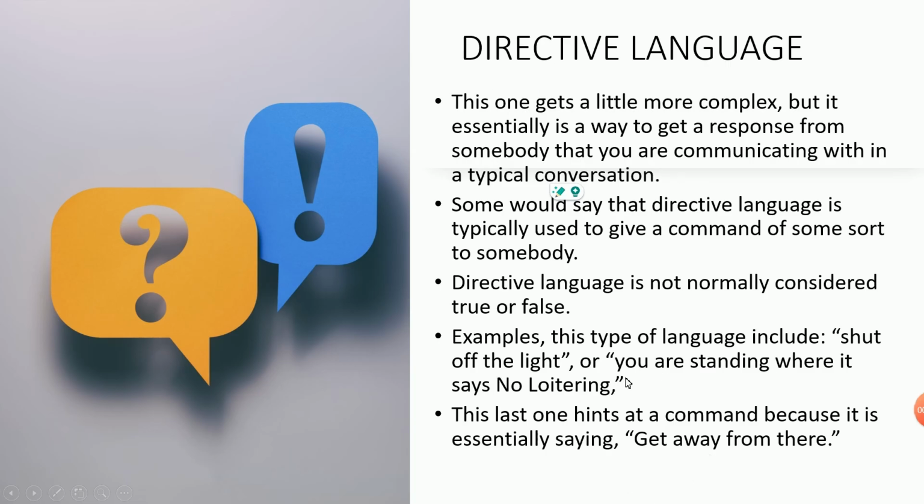We might stand in a place where there is a board saying no smoking, no camera use, no loitering, as examples here. These things are directive language. They are directing our ways to perform. Even the last one here, get away from there. We are pushing or commanding someone to do something. So get away from there. This is known as directive language.